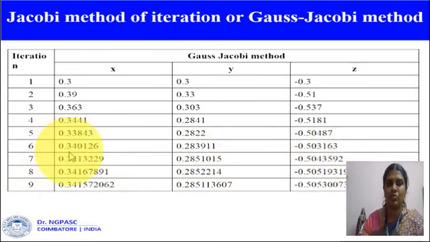So you can consider the digits up to three places after the decimal point. So here you have 0.341, 0.341, 0.341. So in all three iterations we have got the same value. So we can stop with this. So the value for x is 0.341. The value for y is 0.285. The value for z is minus 0.505.